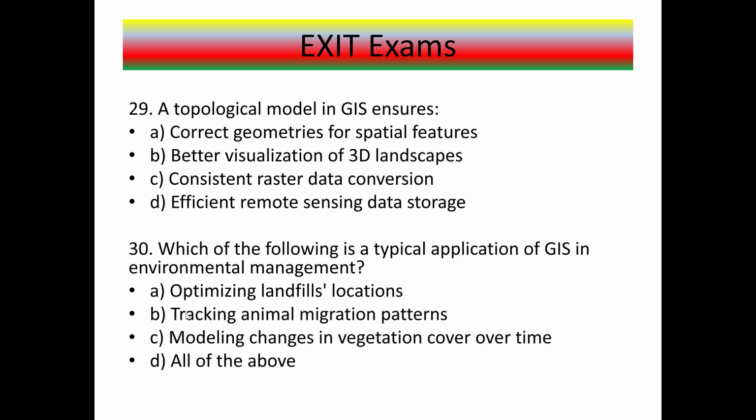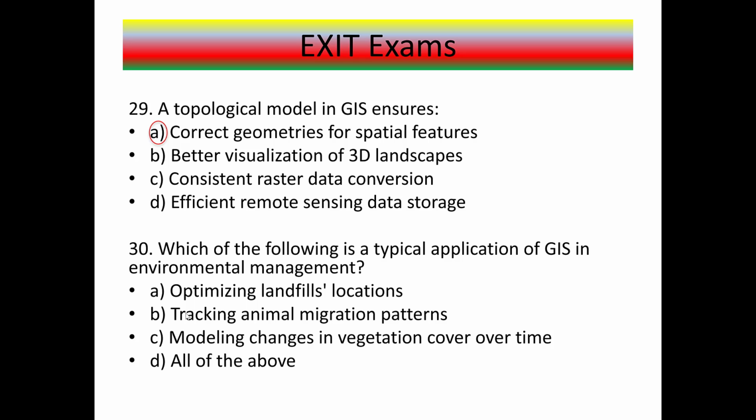Okay, question number 29. A topological model in GIS ensures: correct geometric features of spatial features, better visualization of 3D landscapes, consistent raster data conversion, efficient remote sensing data storage. So the answer is correct geometric features of spatial features. So geometrically, we are going to arrange topological models.